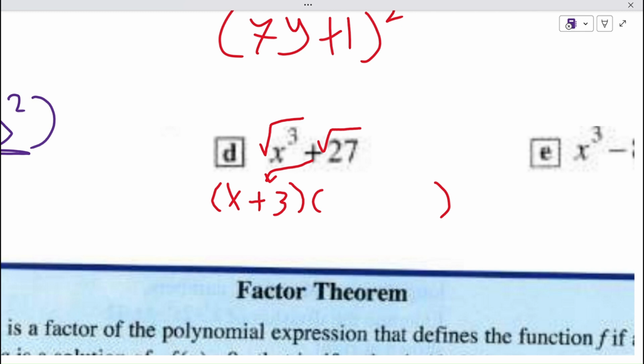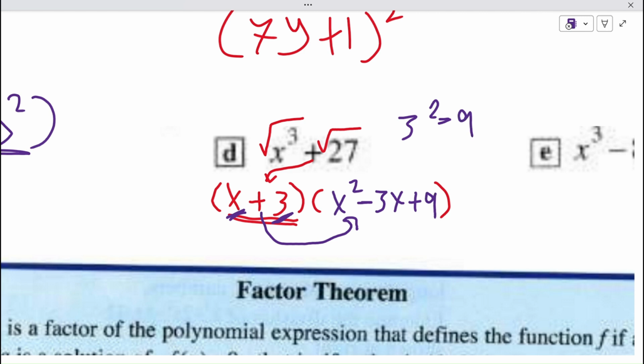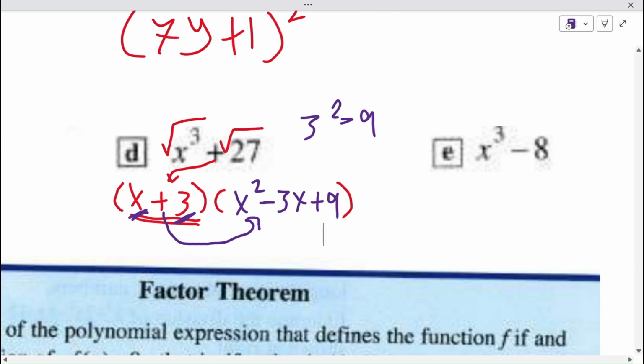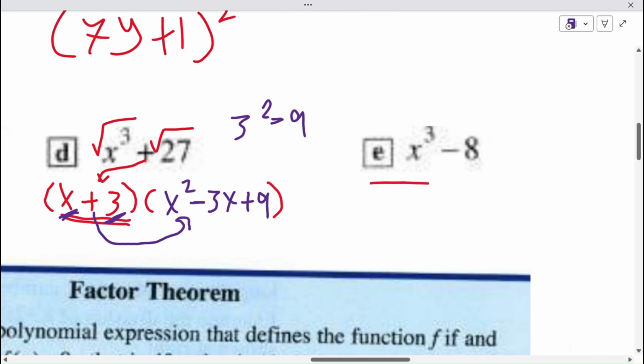Let's work on this bracket, on this one. At the first, first term square. First term square is x square. Then write the opposite sign. Here we have plus, write minus. Then write first term times second term. It means 3x, plus, always plus, second term square. 3 square is equal to 9. This is finished. Again, this example, try to solve it by yourself.